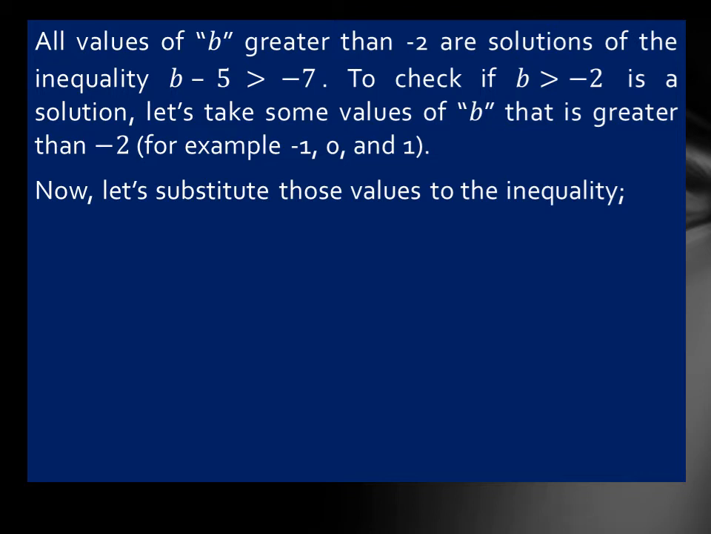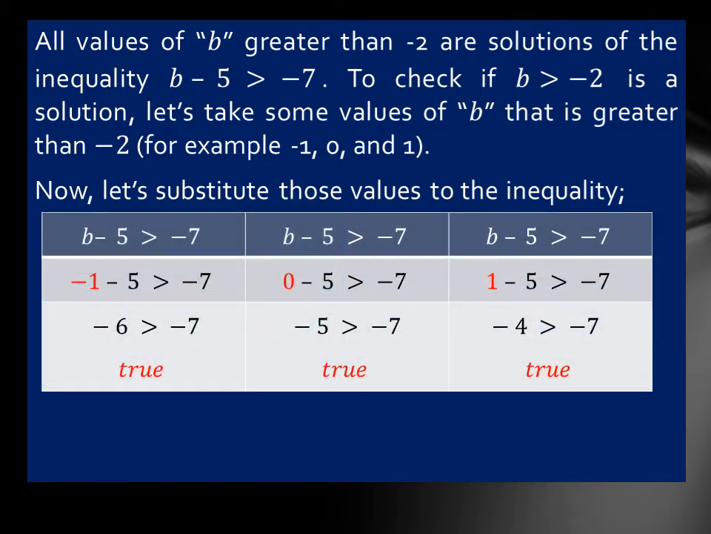So b minus 5 is greater than negative 7. To check if b is greater than negative 2 is a solution, let's take some values of b that are greater than negative 2. For example, we have negative 1, 0, and 1. Now let's substitute those values into the inequality. We have b minus 5 is greater than negative 7. Then we substitute negative 1 for b. So it becomes negative 1 minus 5 is greater than negative 7. So negative 6 is greater than negative 7.